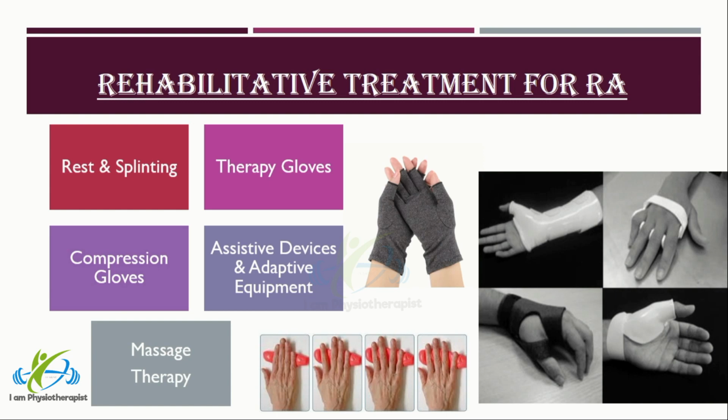Number 2, therapy gloves, to control and manage hand pain, to maintain or restore the patient's hand function, or to psychologically help to relax or calm the wearer. Number 3, compression gloves, to manage moderate joint swelling and consequently reduce the pain. Number 4, assistive devices and adaptive equipment, arrangements like elevated toilet seats, to facilitate activities of daily living. Number 5, massage therapy, to improve flexibility and the wellbeing dimensions of depression, anxiety, mood and pain.